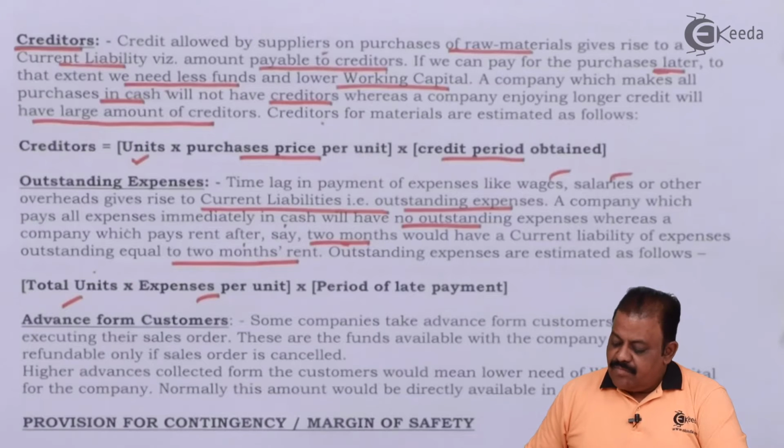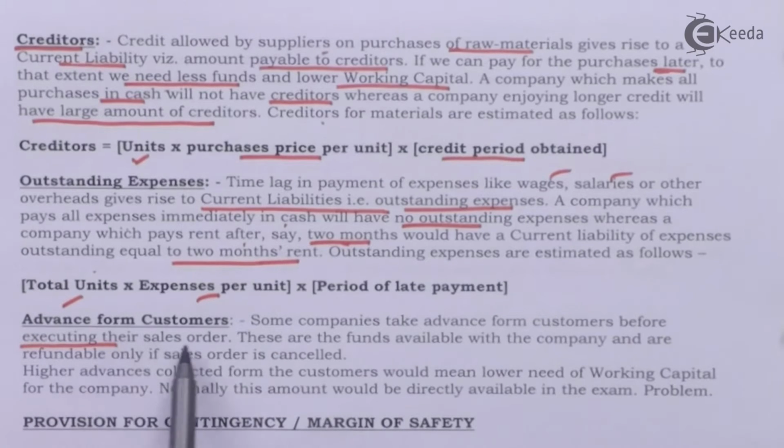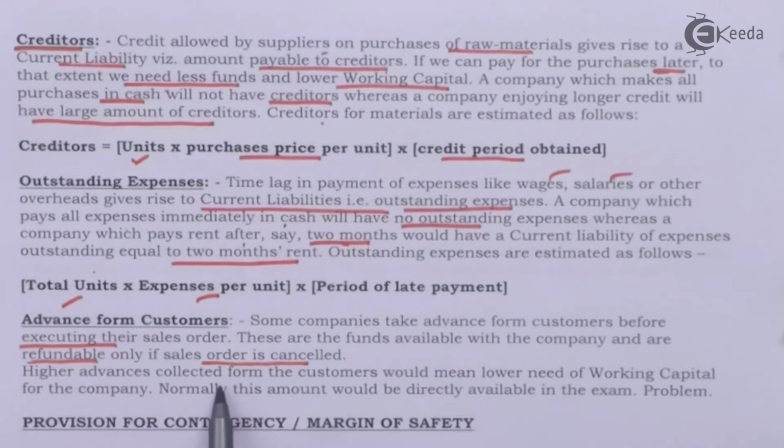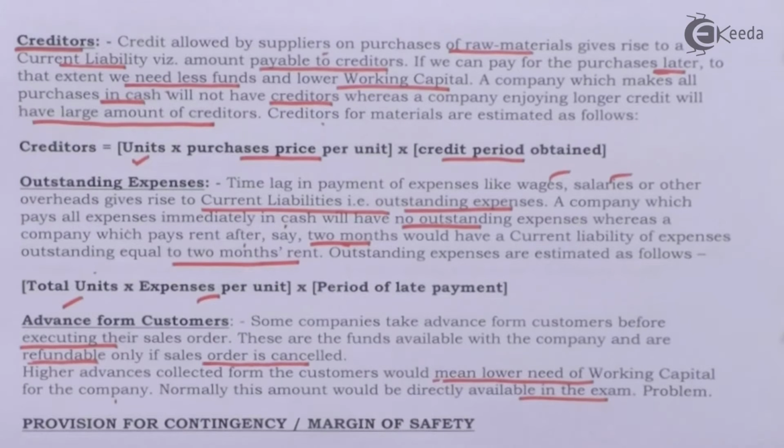Advance from customers. Some companies take advance from customers before executing their sales orders. These are funds available with the company, refundable only if the sales order is cancelled. Higher advances collected from customers would mean lower need of working capital for the company. Normally the amount would be directly available in the question and is required to be used by the student for solving the question.